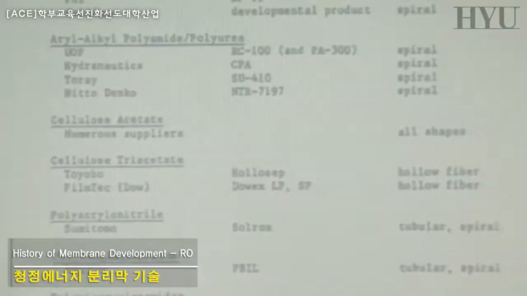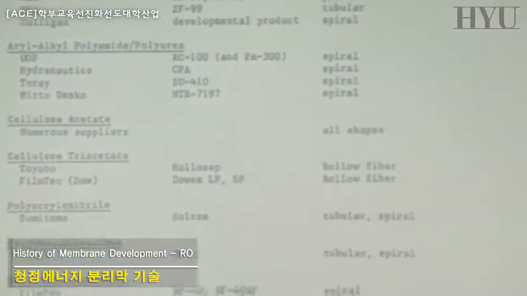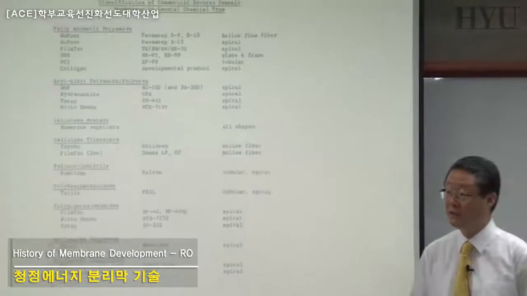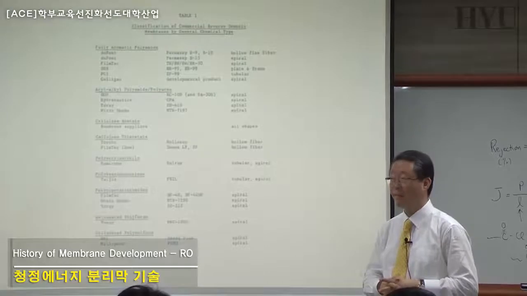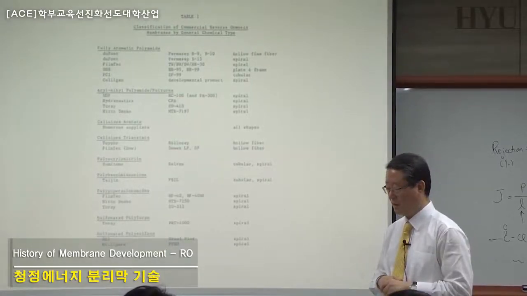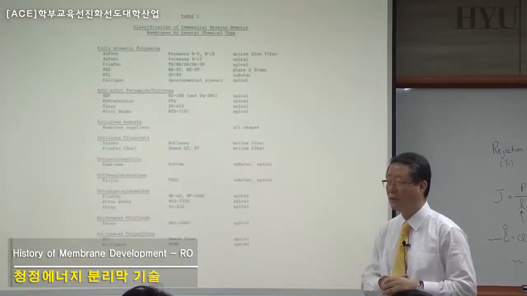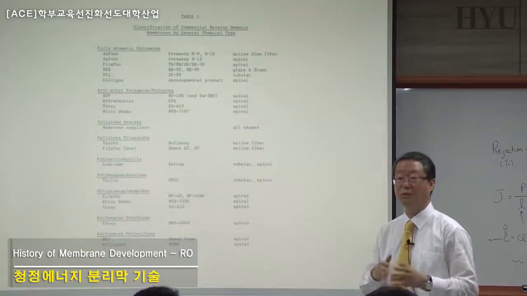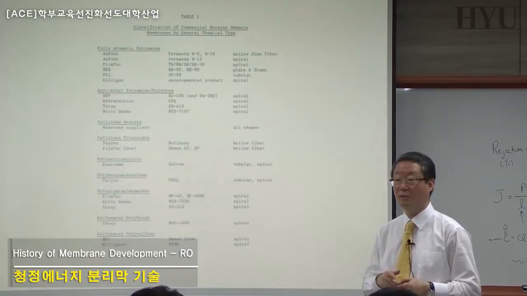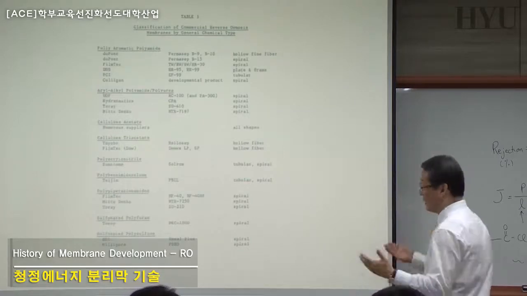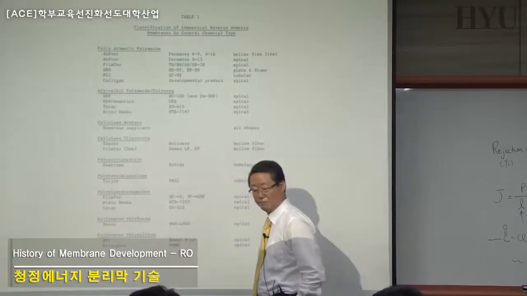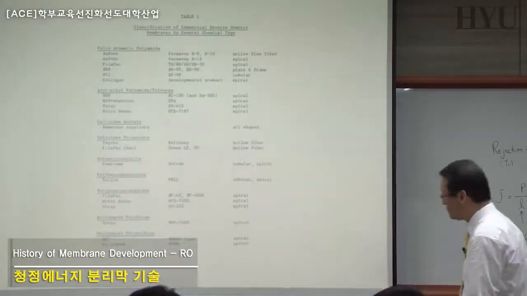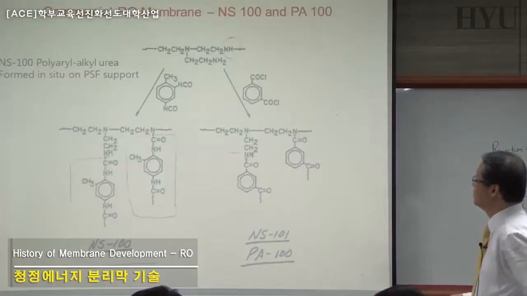This is the typewritten table that I got in the 1980s. At least I can get this, the copied slide, copied from one paper in 1986, which is almost 30 years ago. And they did this sulfonated polymer already at the time. There's a little bit of chemistry.